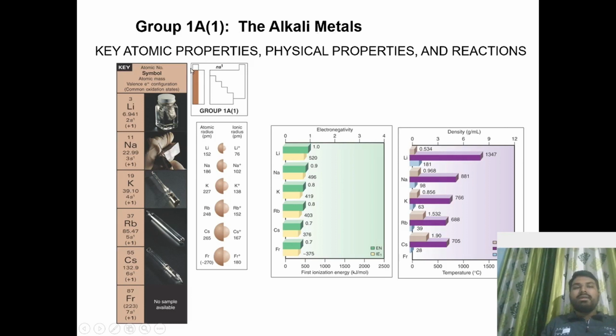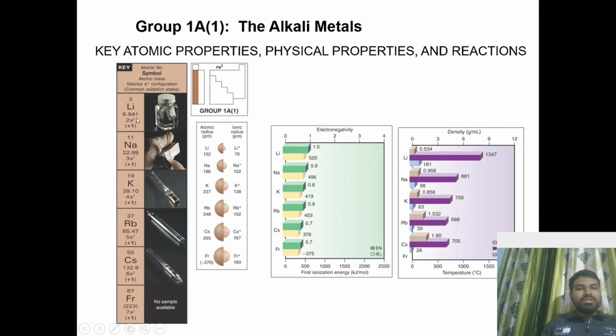Now these are the alkali metals of group 1A elements: lithium, sodium, potassium, rubidium, cesium, francium. Now over here are the symbol, the atomic number, the atomic mass number, valence electrons, and common oxidation state. Means these five properties are over here. Lithium has atomic number 3, sodium has 11, potassium 19, rubidium 37, cesium 55, and francium 87.